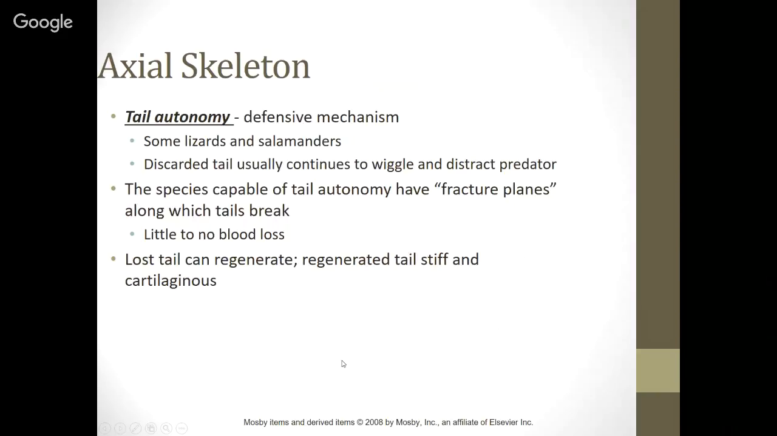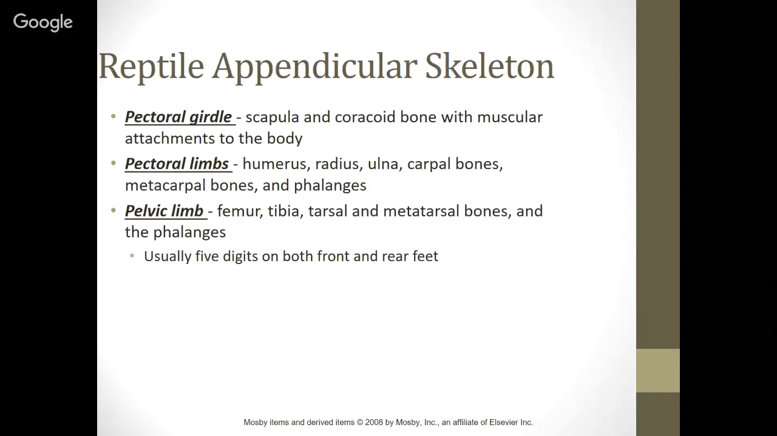Tail autonomy. This is a defensive mechanism in some lizards and salamanders. So they will lose their tail and it will continue to wiggle and distract the predator as they get away. There are fracture planes within that tail along which the tail can break with little to no blood loss. The tail can regenerate, but that regenerated tail is very stiff and cartilaginous, so a lot of scar tissue.